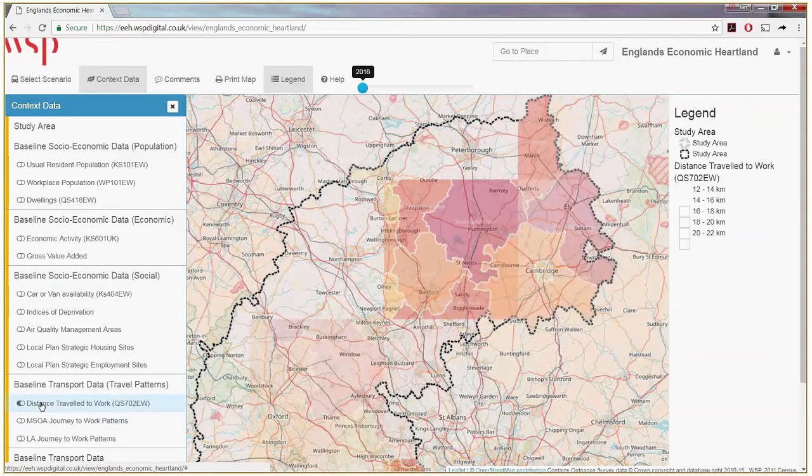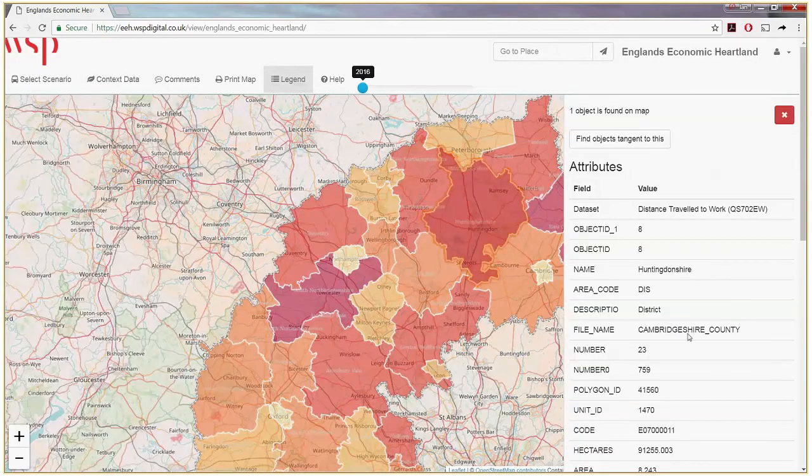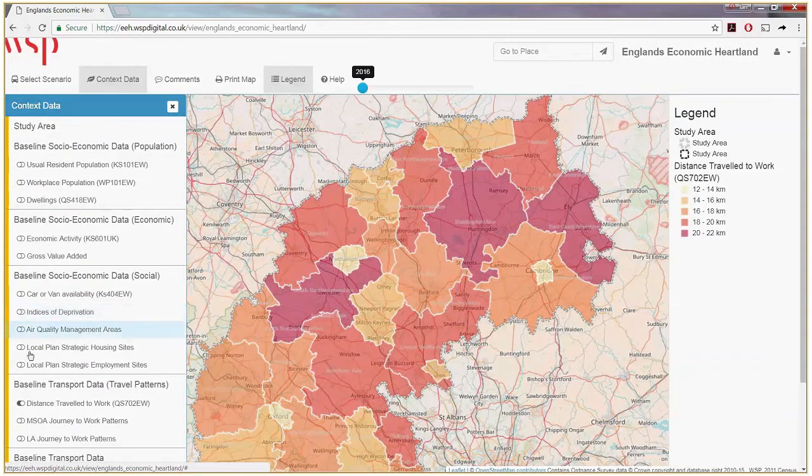Okay, if we look at the distance people are travelling to work, you can see in the darker, deeper colours here, there's some rural hinterlands where people are travelling quite long distances to get to work. In this Huntingdon area, then we're well above the national average distance for commuting.